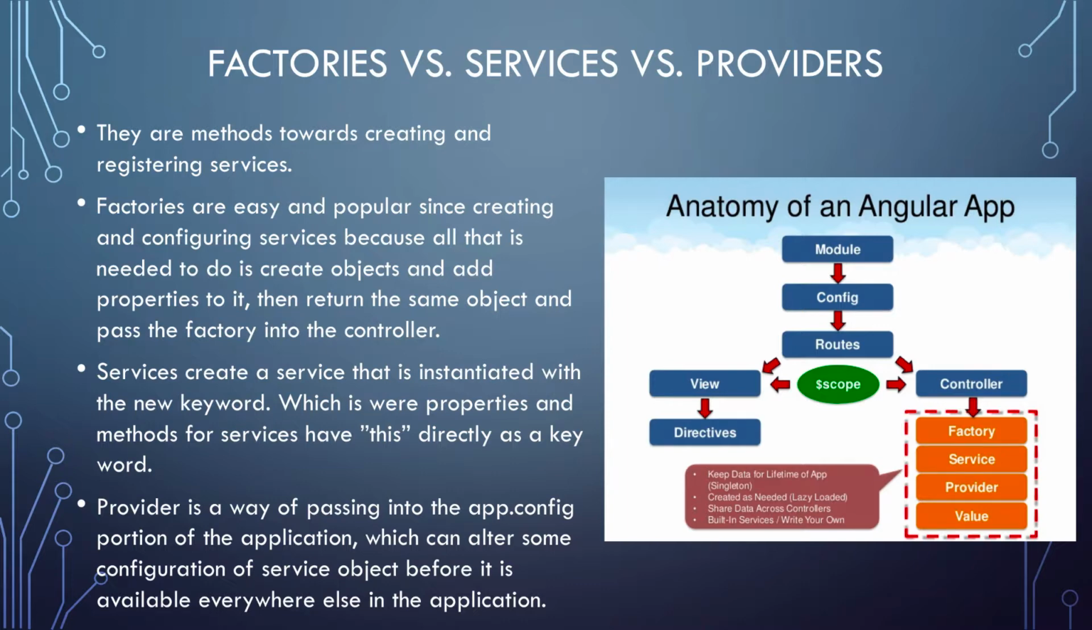As you can see from this informative picture, if you go from the module to the config to the routes, it'll go to the controller. We already spoke about scopes, and the scope is what connects the view to the controller. The view goes to directives, but now in the controller is where you have the factory, the service, the providers, and the values. This is basically where everything inside of a controller is going to be actually called.